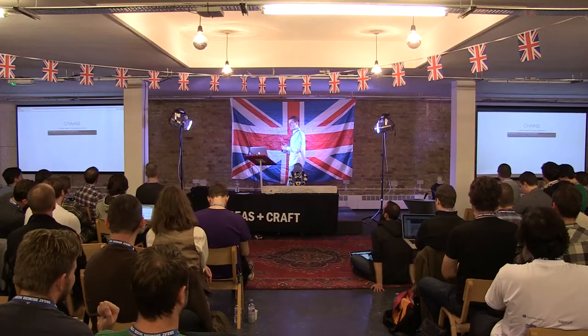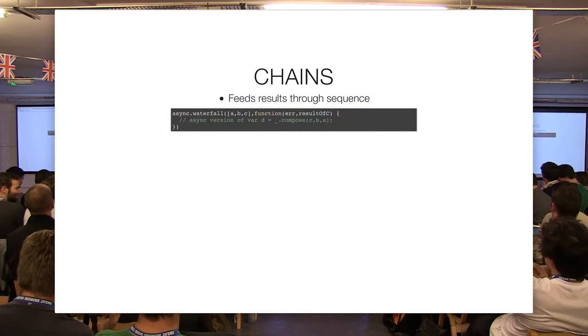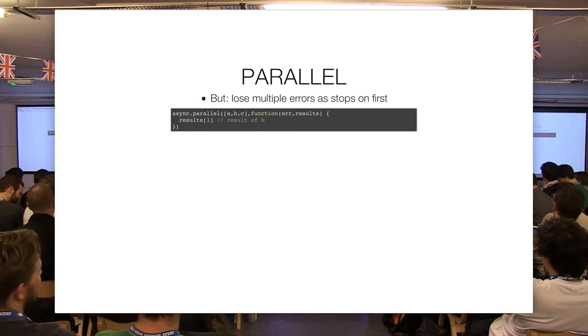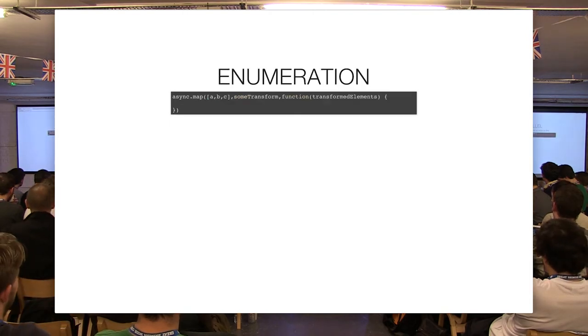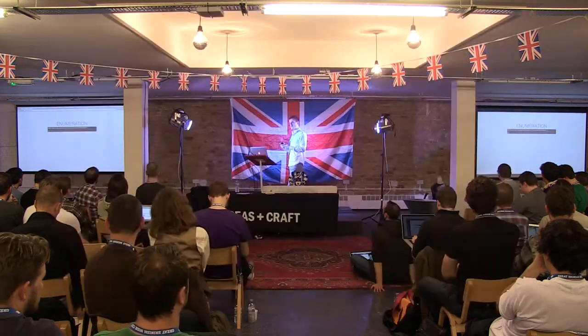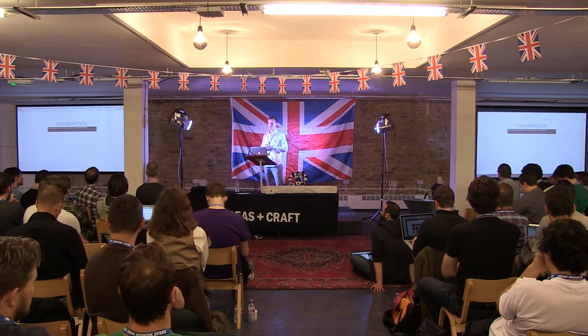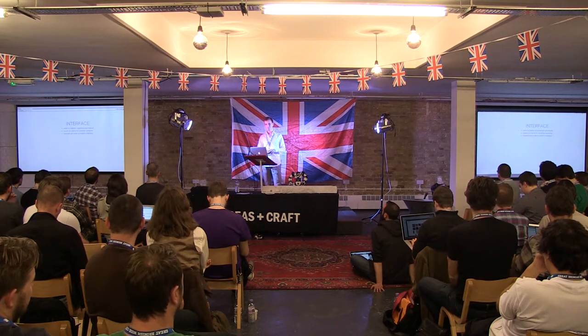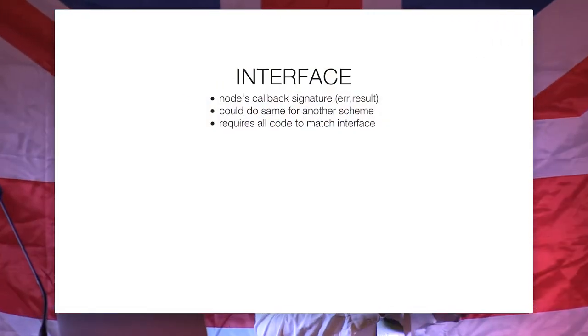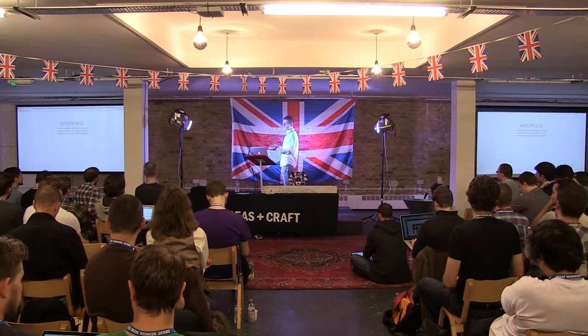So it can do things like chaining, so you can have a dependent flow of callbacks in one go. It can do things like parallel, so you have n callbacks that need to fire at once and then a final callback that gives you all of their results, which is fantastic. It does enumeration. We can do maps, filters, reduce, all this kind of good stuff. And it has a very simple syntax. It works very well with Node. You just have to follow the Node callback convention. So we have error, and then we have data, and everything will be happy. It requires all the code to match the interface.